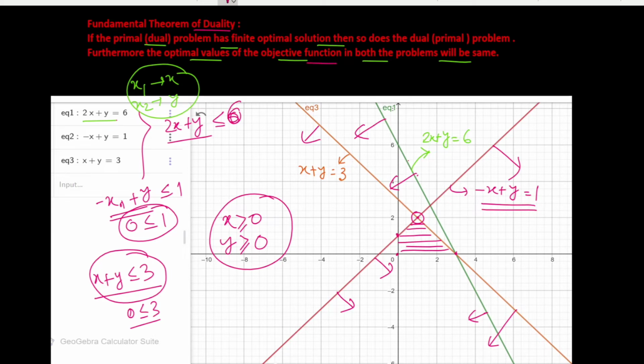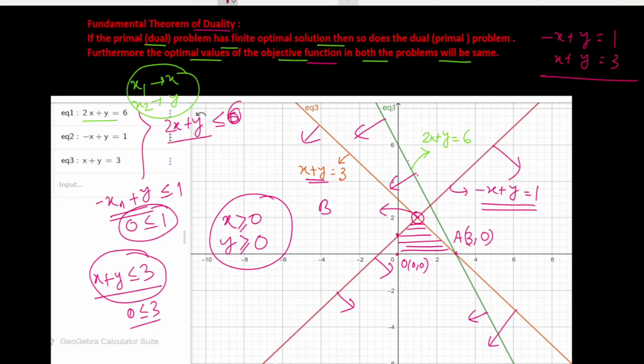So this is the point O, 0 0. This is the line x plus y equal to 3, so this is the point A, 3 0. Then suppose this is the point B, which is the intersection of minus x plus y equal to 1 and the line x plus y equal to 3.